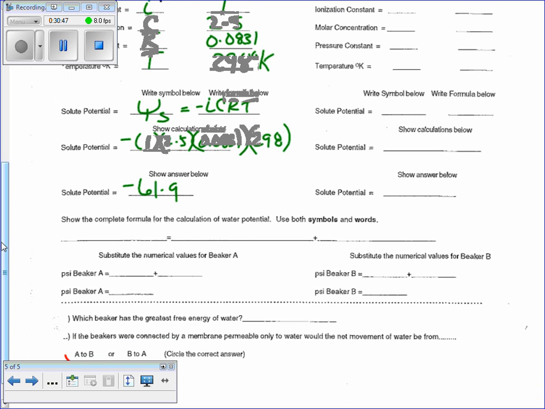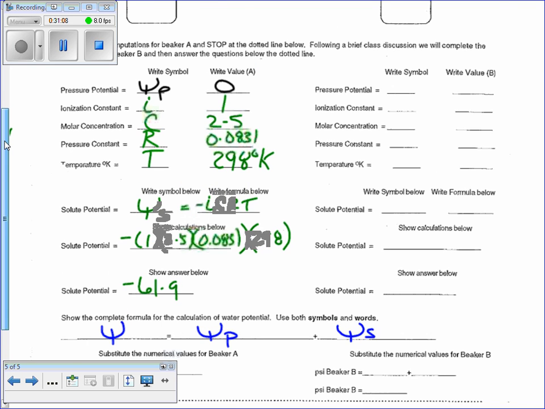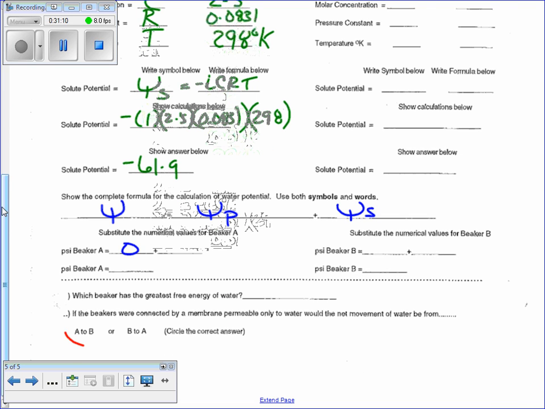So then I go a little bit further down. That's my solute potential. What I really want to know is my water potential. To get my water potential, I have to go back to the first equation. Water potential, which is psi, equals pressure potential plus solute potential. In this case, my pressure potential again was what? 0. And my solute potential was what? Negative 61.9. So 0 plus negative 61.9 is negative 61.9. Make some sense? All right. Go ahead and try the right side and see if you can do that. Pay attention to the fact that it is salt.